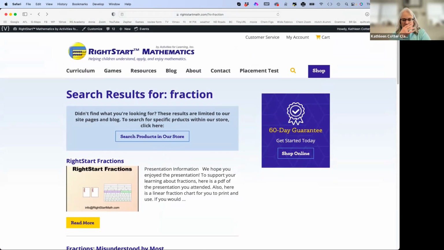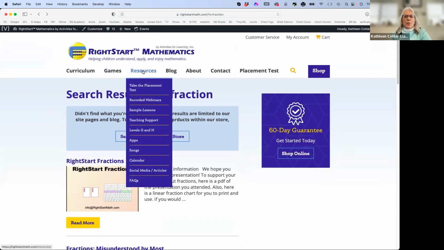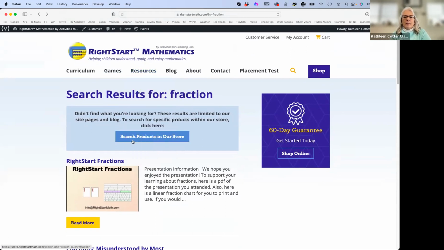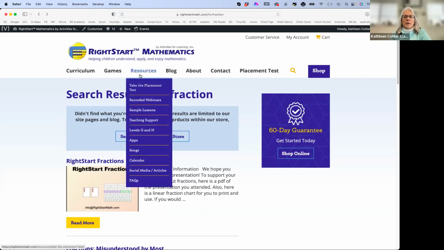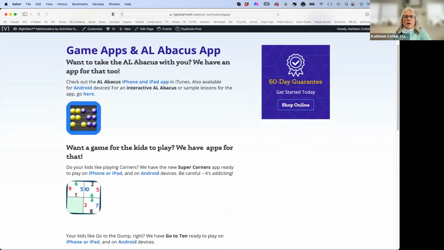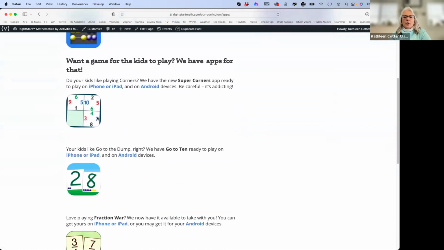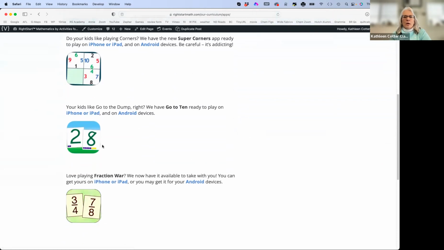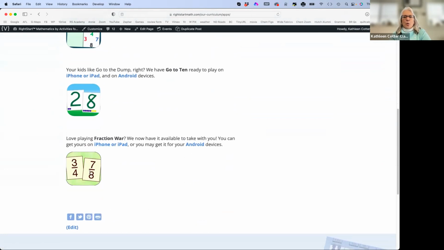There's something else I was going to show you guys. Anybody remember what it was? I don't remember right now. Oh, the apps. Under resources, down to apps right here. Here we go. Here's the app for the abacus. Here's the corners, Super Corners. Here's the Go to 10, which is the Go to the Dump game. And here's our Fraction War game.